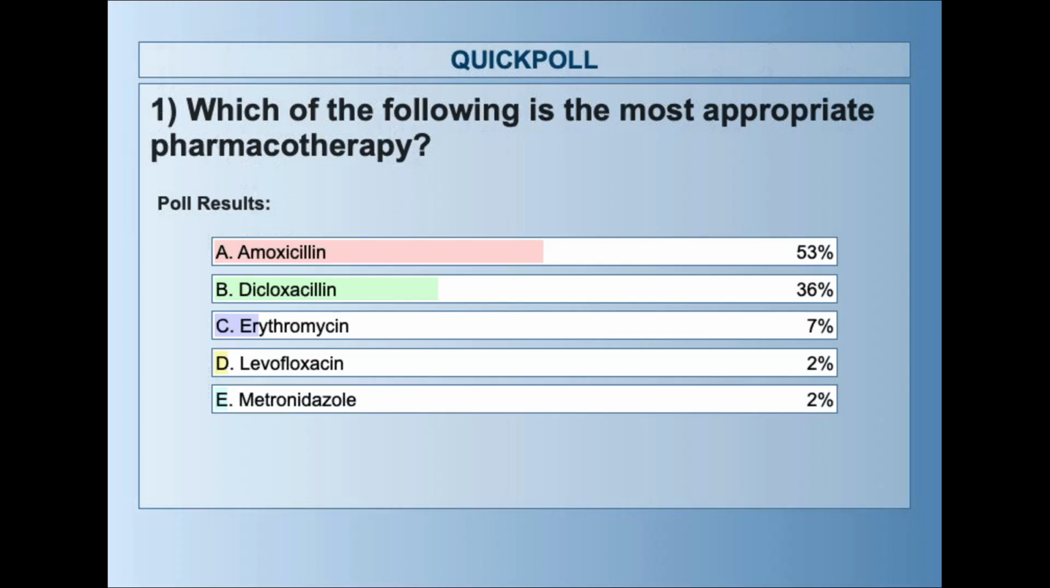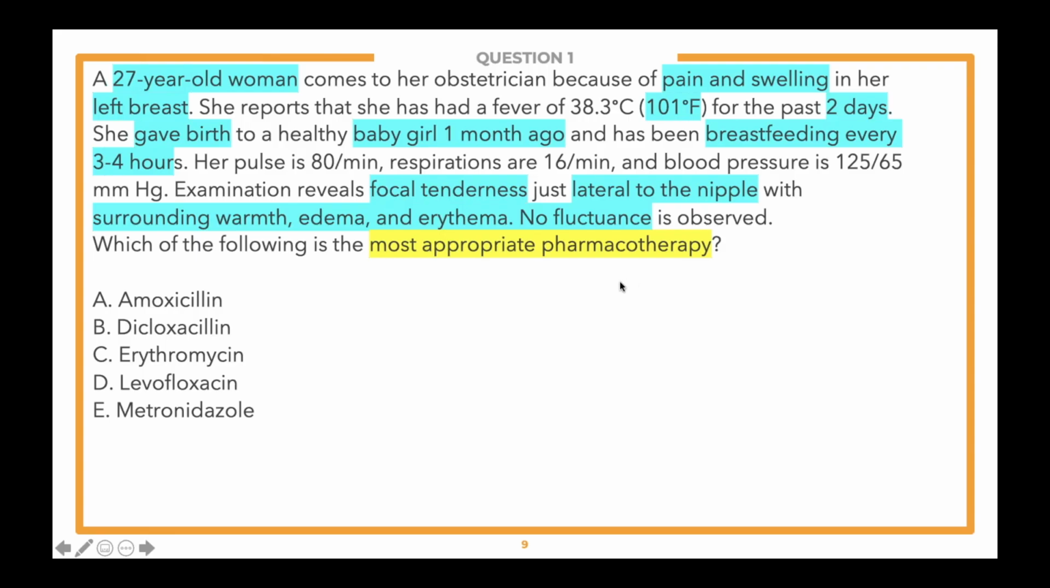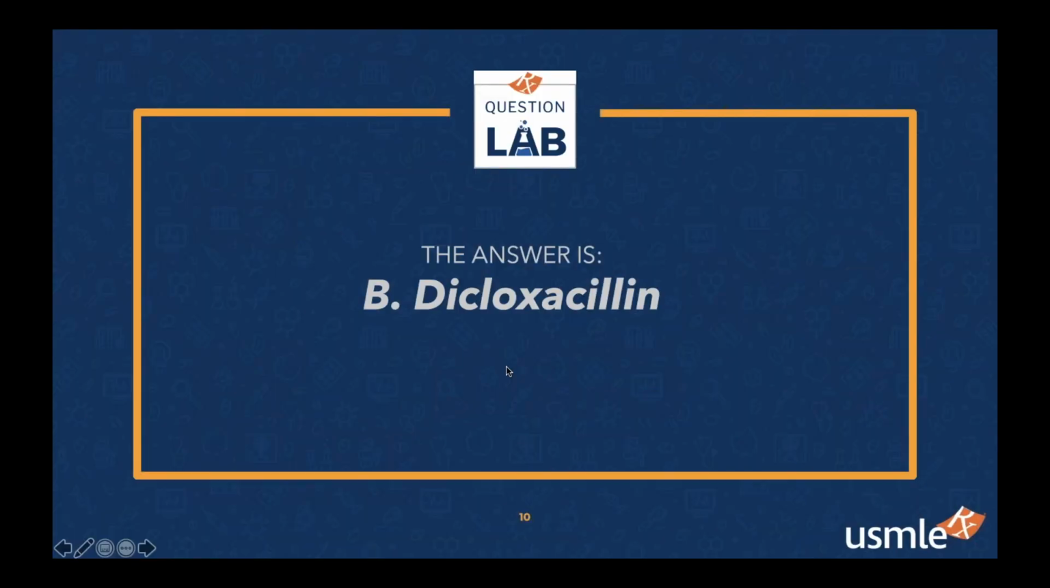All right, let's see what all of you selected. Looks like the clear favorite here with 53% was amoxicillin, and 36% of you selected dicloxacillin. So let's see what the correct answer is, and the correct answer is B, dicloxacillin. So let's hand it off to Paras so he can explain to us why. Paras.